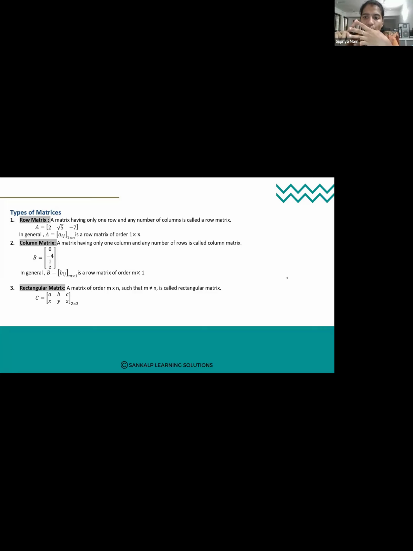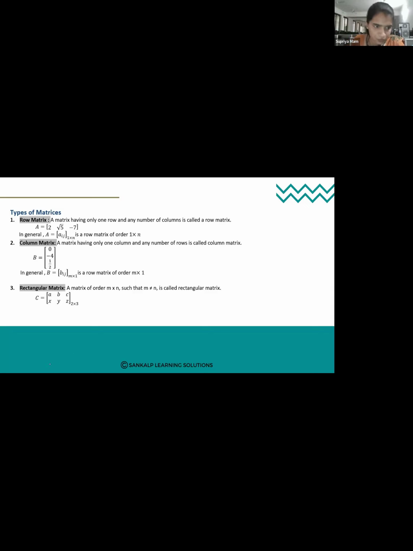Next, square matrix, diagonal matrix, scalar matrix, identity matrix, null matrix. These are the different types of matrices. One by one, let me discuss the concept.